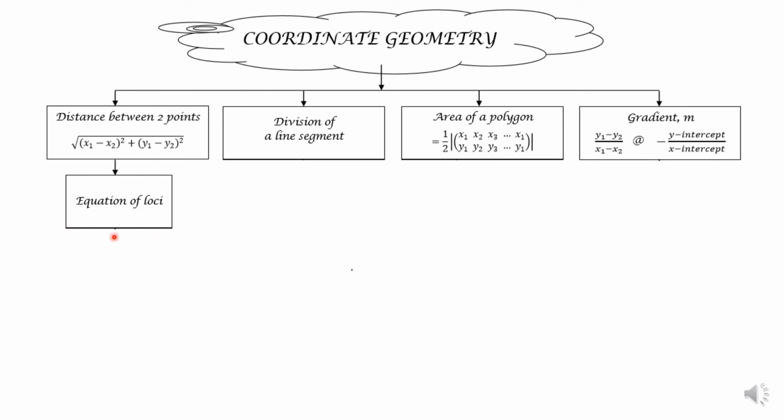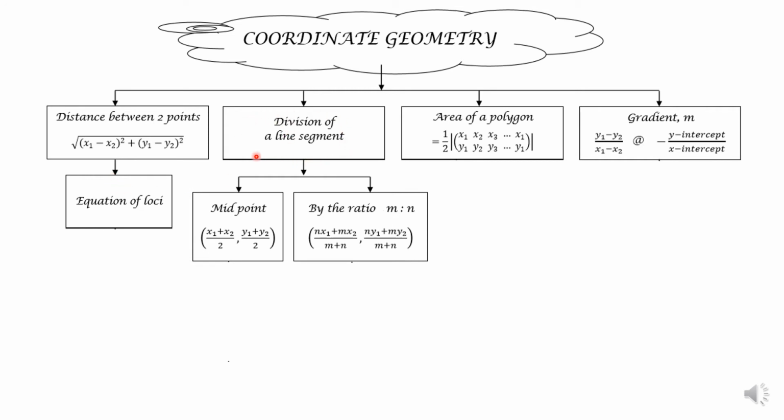And you need to master equation of loci. For division of a line segment, you need to master the formula of midpoint, which is x1 plus x2 divided by 2, y1 plus y2 divided by 2 for coordinate x and coordinate y. Division of a line segment by ratio m to n: n times x1 plus m times x2 over m plus n will be the coordinate for x. n times y1 plus m times y2 over m plus n will be the coordinate for y.